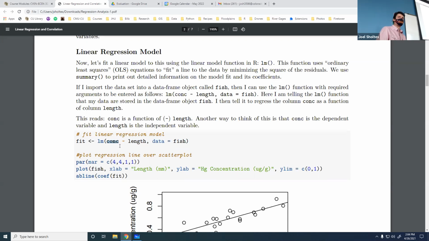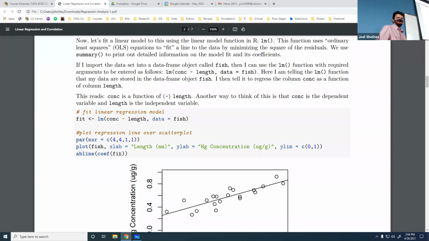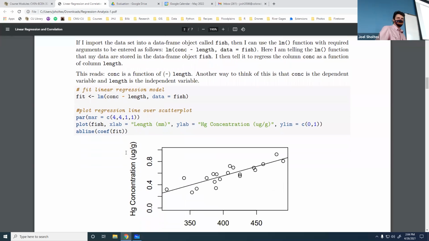So concentration is my dependent variable. This is my independent variable. And I'm storing that in this object fit. So fit will just store it. Nothing will happen. You won't see anything. There's no blinking lights or bells or whistles. But we'll get to that. We'll get some bells and whistles in a second.